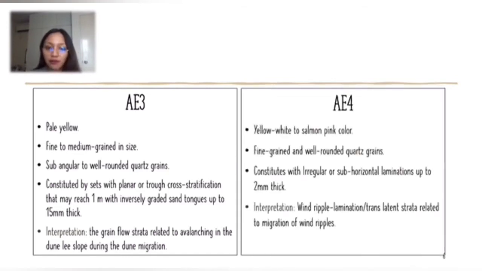Next is the AE4. It has a yellow-white to salmon pink color, fine grain and well-rounded quartz grains, constituted with irregular or sub-horizontal laminations up to 2 mm thickness, and it is due to the wind ripple lamination or translatent strata, due to the migration of wind ripples.